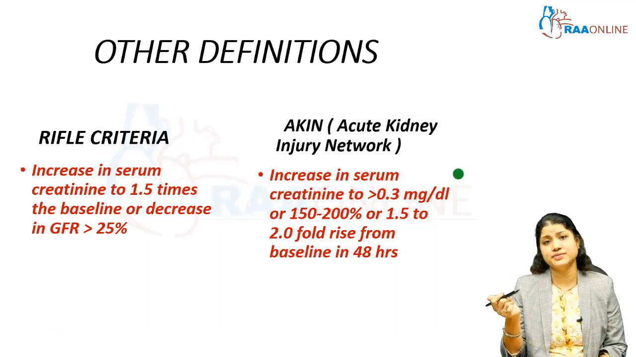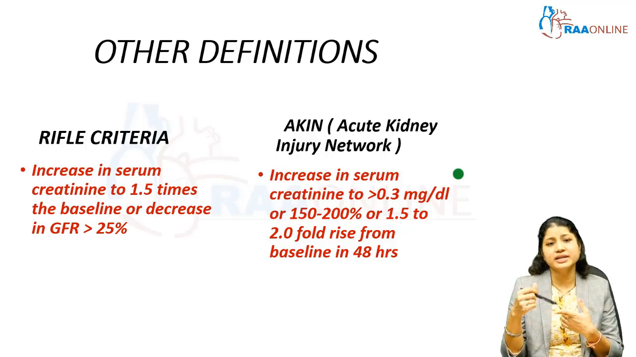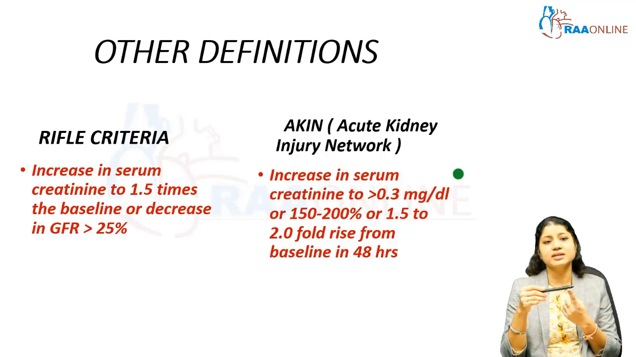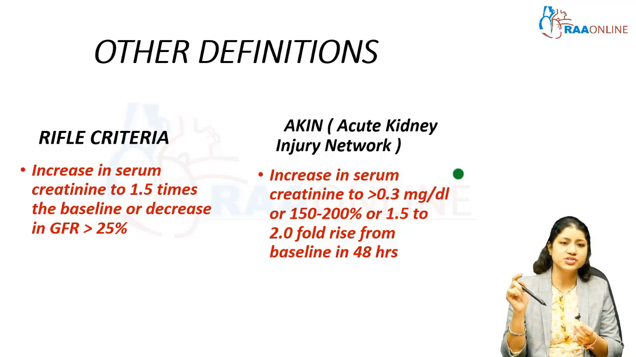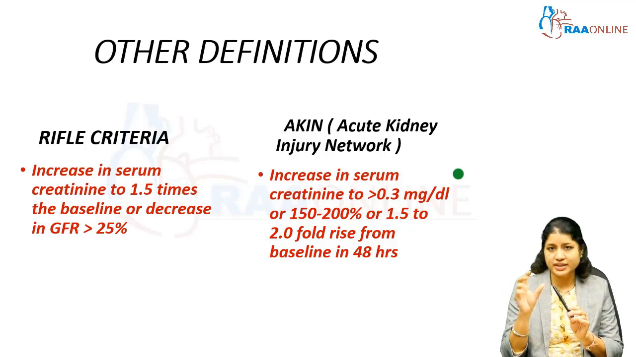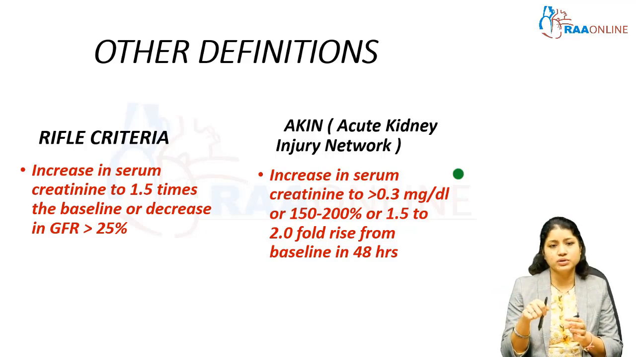So, what are the other definitions? Other than the KDIGO guidelines, we have 2 other criteria. One is the RIFLE criteria, that is risk, injury, failure, loss and end-stage renal disease, and the other is the AKIN criteria, which is the Acute Kidney Injury Network. But the most validated is obviously the KDIGO guidelines. However, we'll just have a look at how these criteria define AKI.